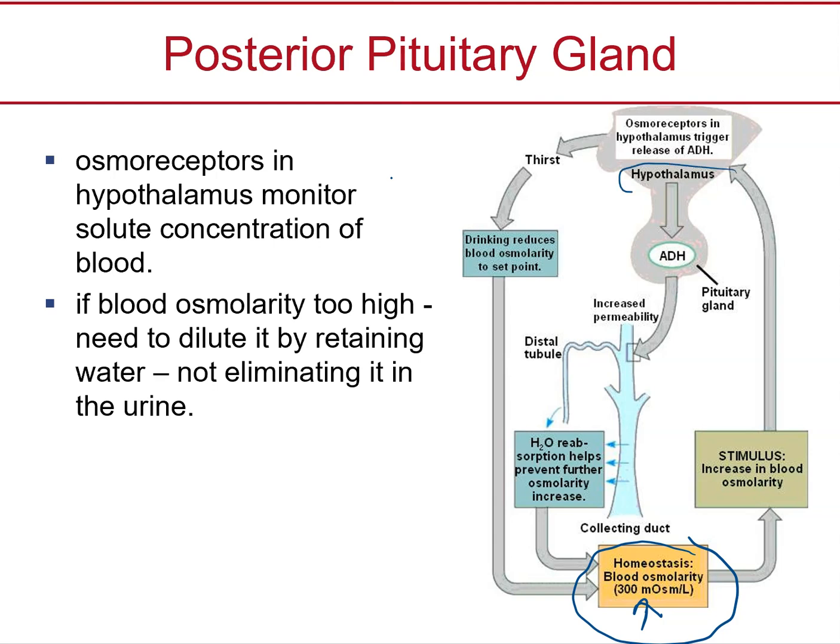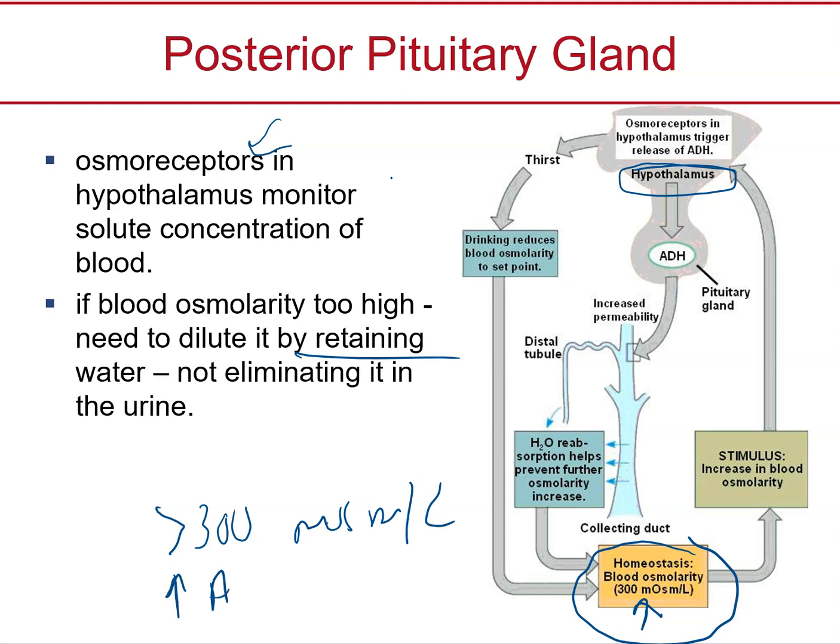So the hypothalamus has receptors. They're called osmoreceptors, and they're monitoring how salty, how concentrated the blood is. If it's too salty, if it's too concentrated, we're going to need to dilute it. And if you have something that's too concentrated, the way you dilute it is you got to hold on to water. So if my blood osmolarity goes greater than 300 milliosmoles per liter, that will be my trigger to release ADH. When that goes up, ADH is released.